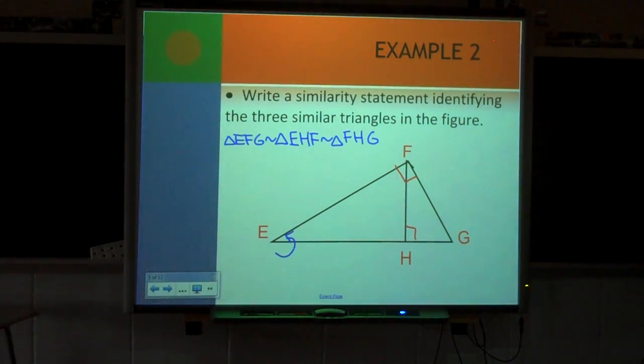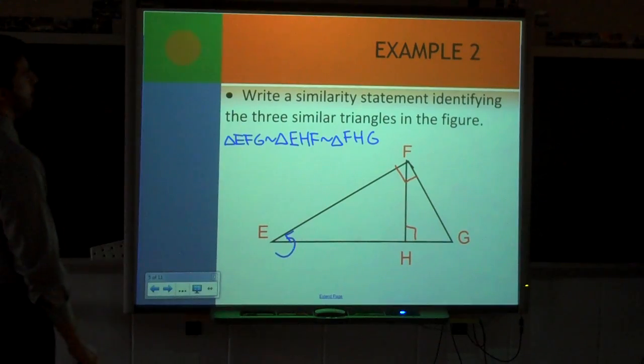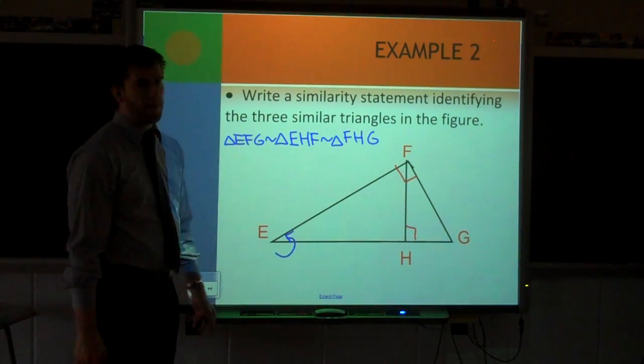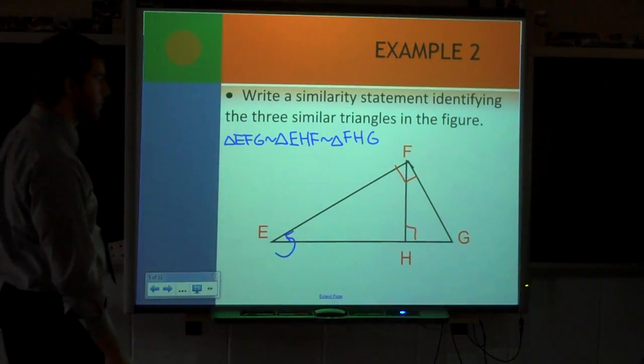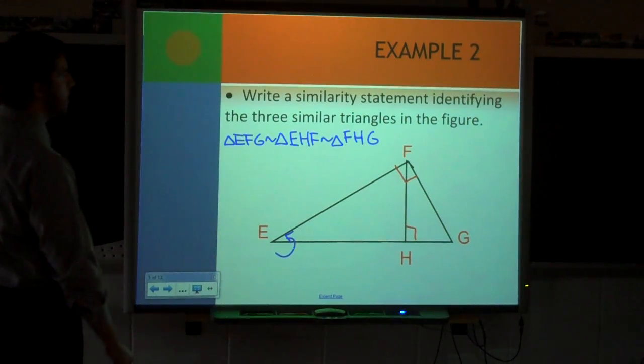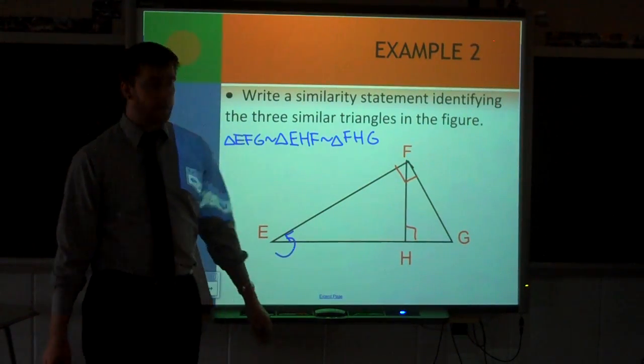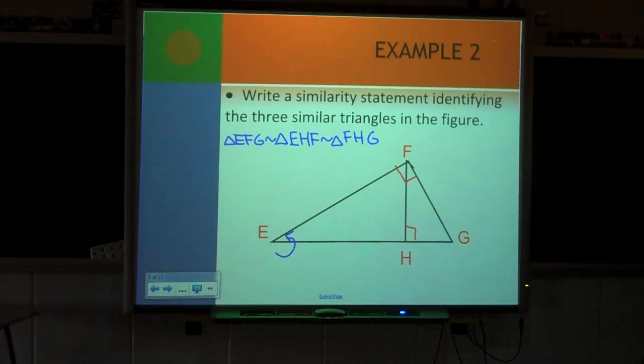And that's how you'll do these. And depending on what you've got, they might have you write all three of them. You might just have to compare one to the other. Just do whatever it says. In this case, we've got a similarity statement. All three triangles represent the original and the two small ones.